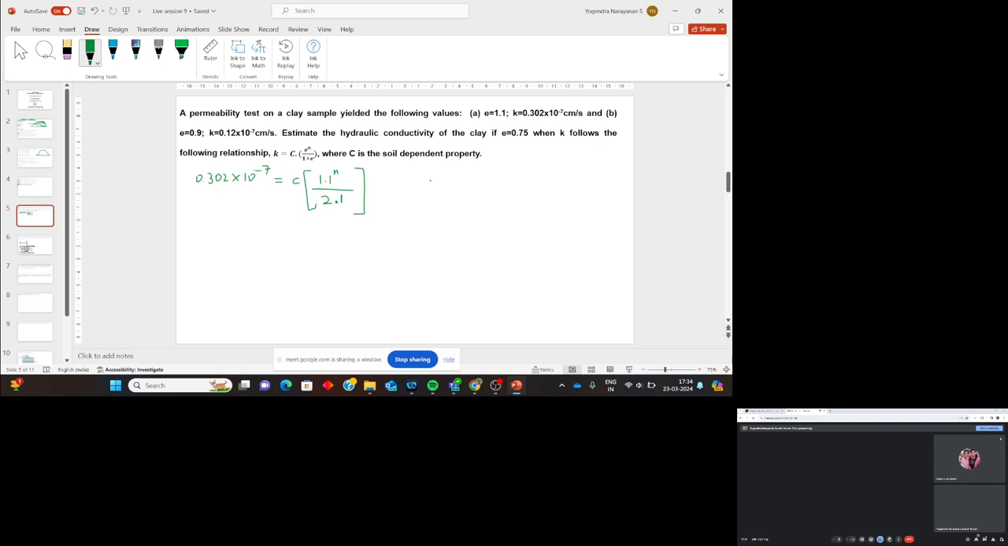So the second equation will be 0.12 into 10⁻⁷ is equal to C into 0.9^n by 1.9.